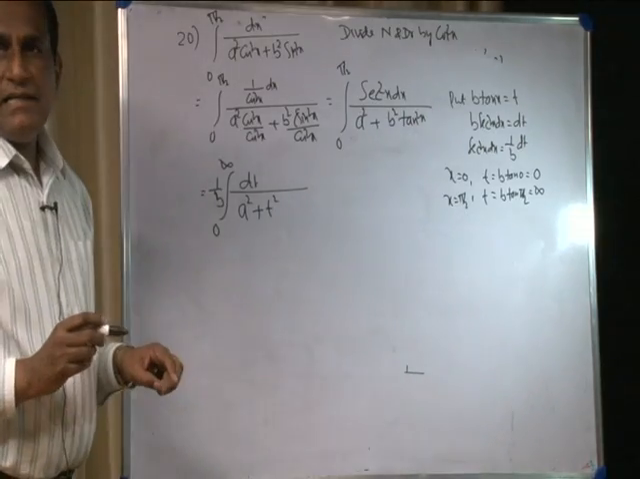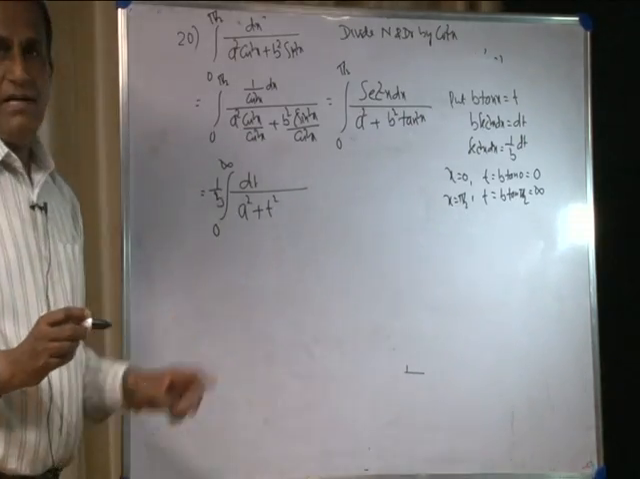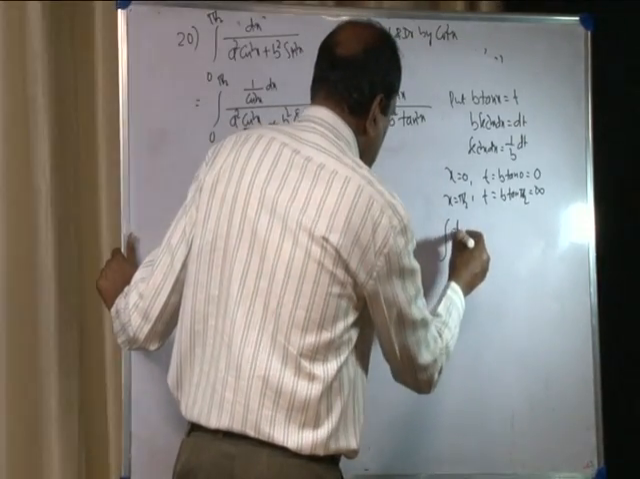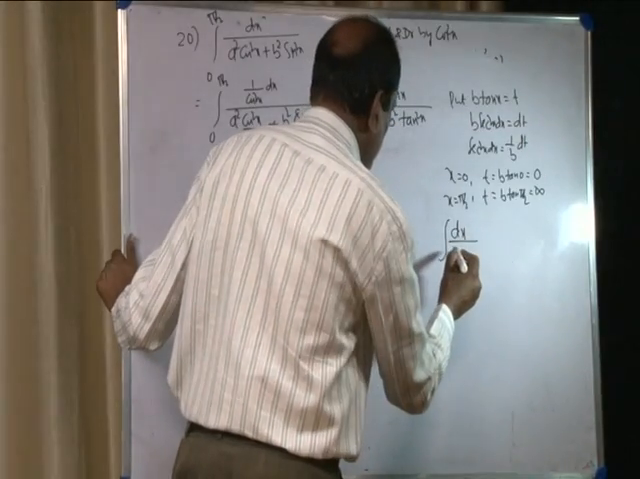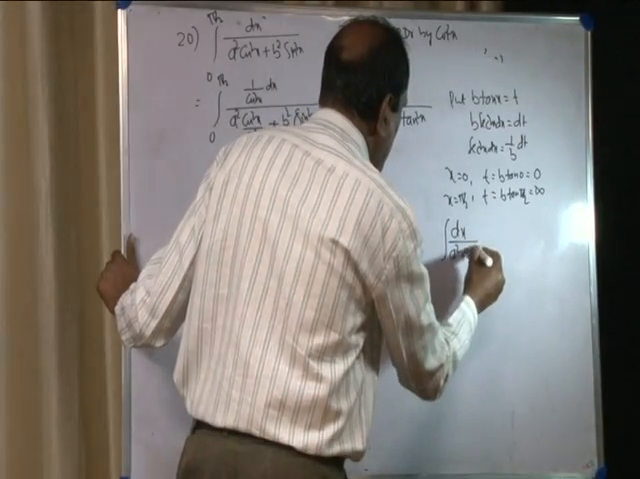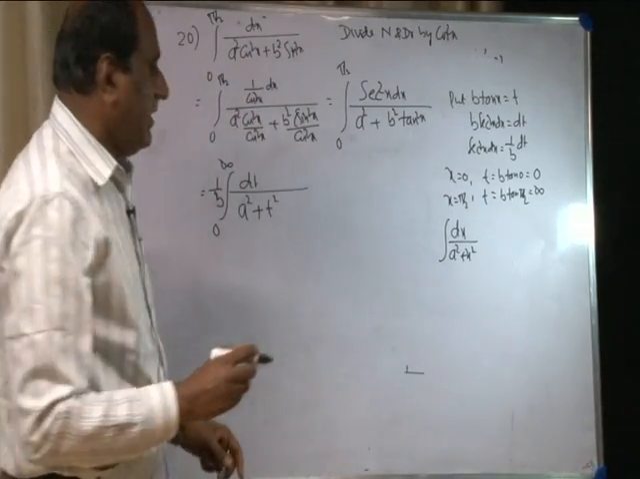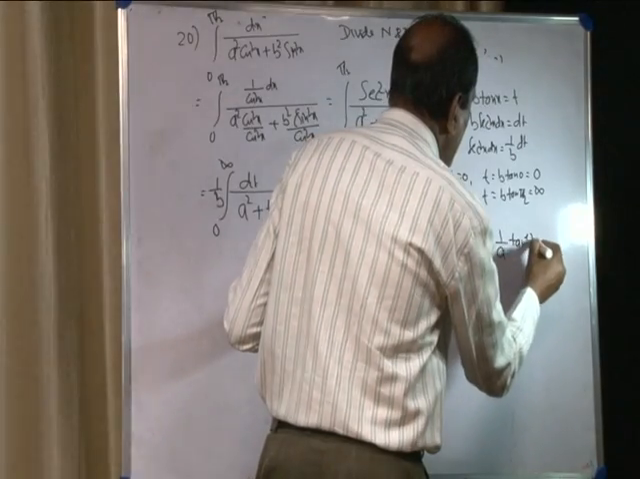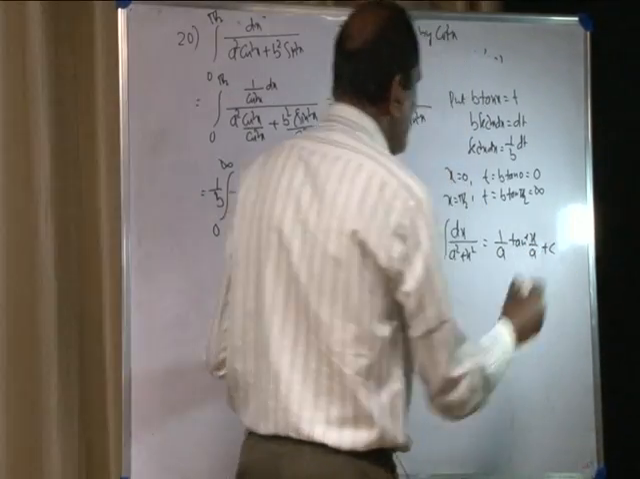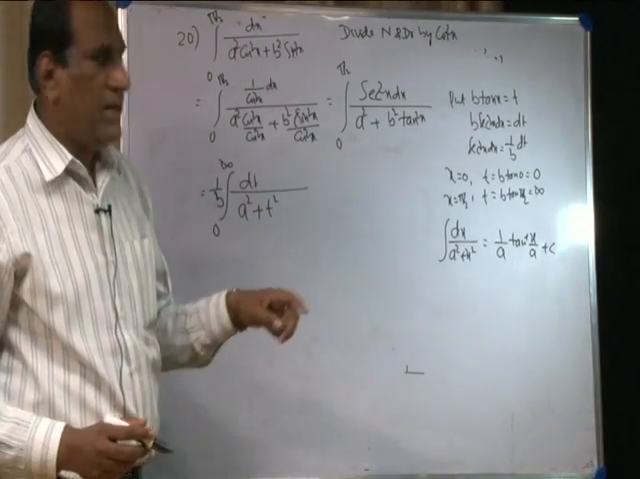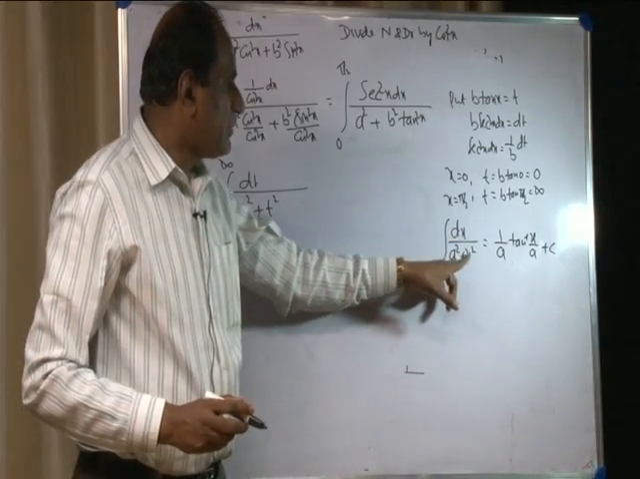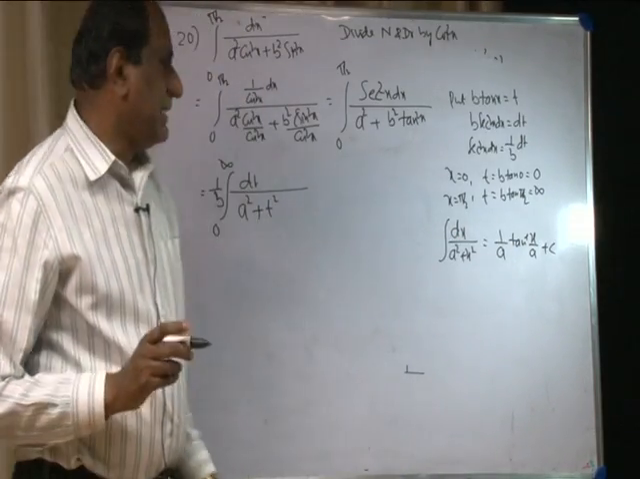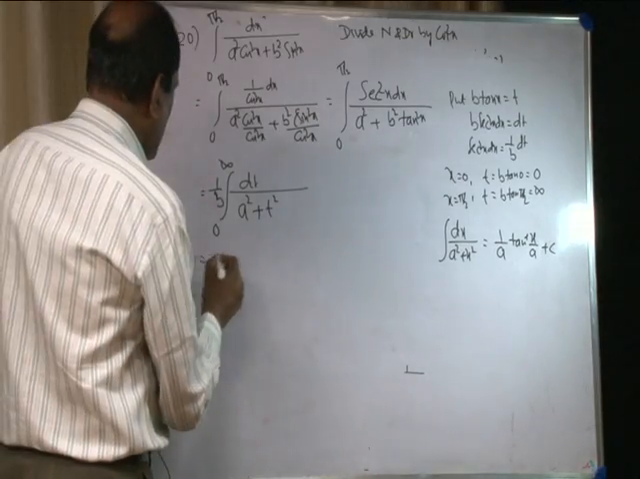This is exactly the standard form that I already explained in 7 forms. Out of 7 forms, one form is like this, dx by a square plus x square, that is equal to 1 by a tan inverse of x by a, plus c. So, this is one of the standard forms that I explained. Now, we can use that formula.